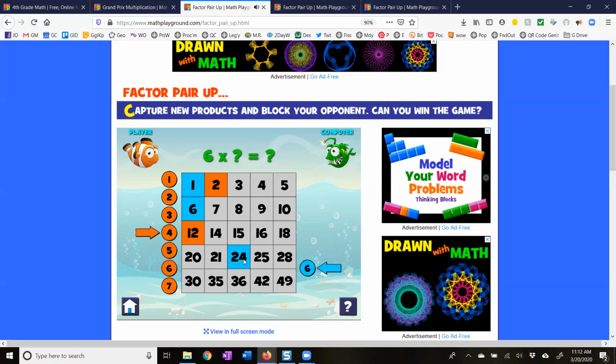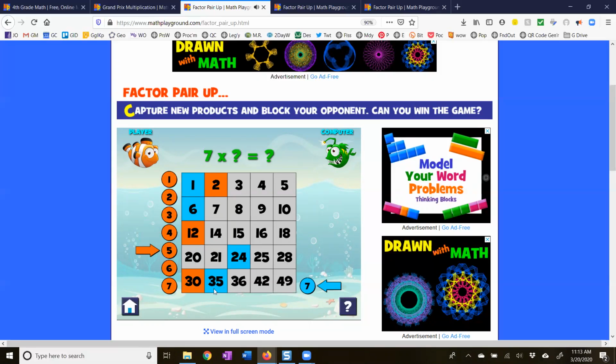Okay, he's responding with a 6. 4 times 6 is 24. Okay, so let me see what I might want to do here. I have to use a 6. 6 times 1 would put me here, which is already used. 6 times 2 would put me here. 6 times 3 would put me here. 6 times 4. I think I'm going to do 6 times 5 because that's going to give me 2 out of 3 here. And let's see if he blocks me.